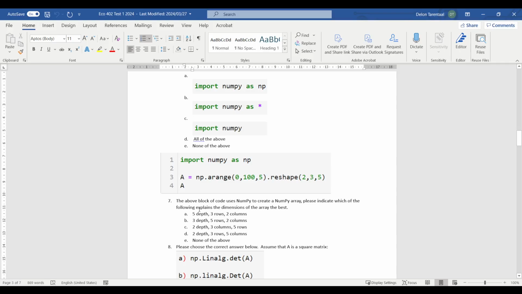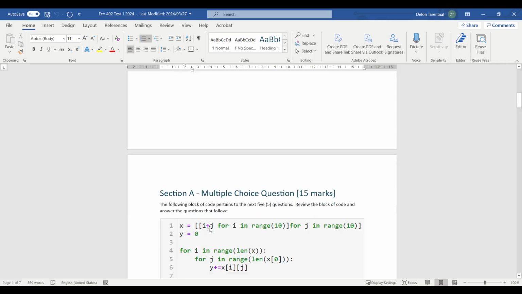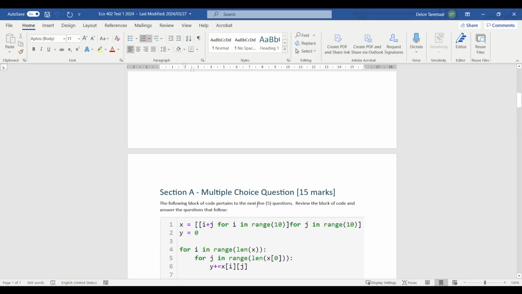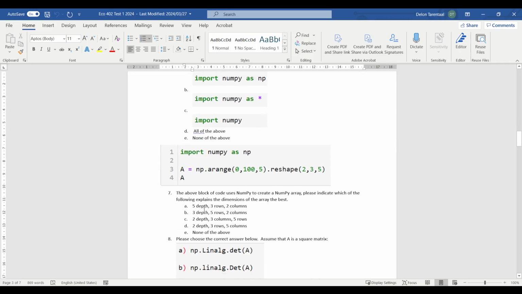Okay, so in question 7, we switch to a new block of code. Can everyone see that? Because you guys don't like to read instructions. Here it says the following block of code pertains to the next 5 questions, so that is 1, 2, 3, 4, 5. So it's question 7. When it says the above block of code, it refers to the code immediately above it.